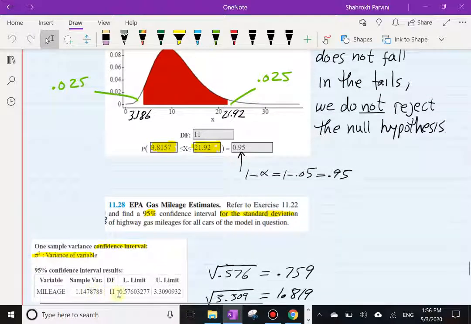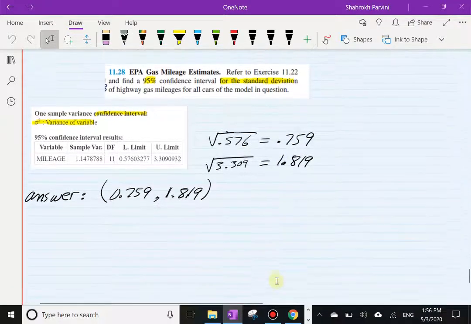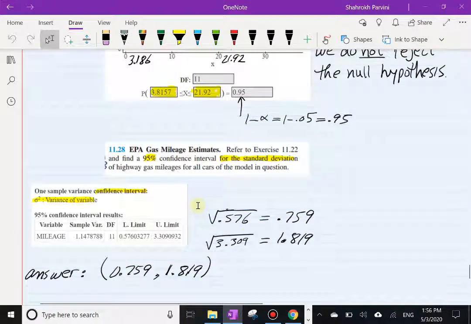And it turned out to be the lower limit is this, the upper limit is this one. Remember, these are for variances. We need to take the square root of them. Be careful, folks. And there you go. So the standard deviation in the population is somewhere between about 0.76 to 1.8.